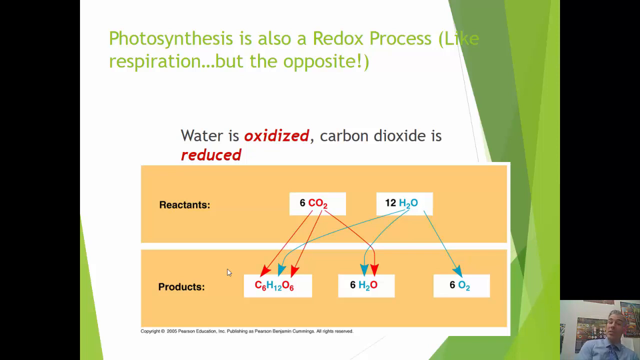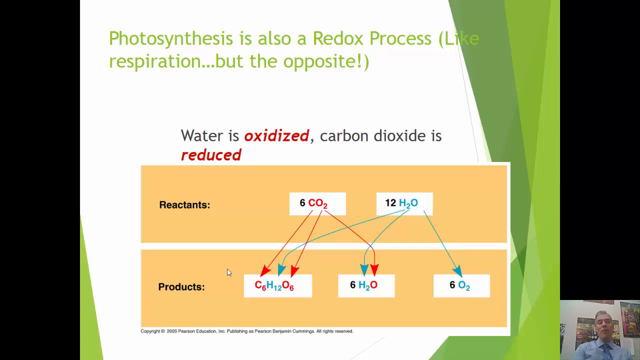Now, photosynthesis, just like respiration, is a redox process, an oxidation-reduction reaction, but it's the opposite. In this case, water is oxidized. Remember, in respiration, water was the thing that took the electrons at the end, so it was reduced at the end. Oxygen gas gained electrons and hydrogens and formed water. In this case, we're going to do the opposite process.